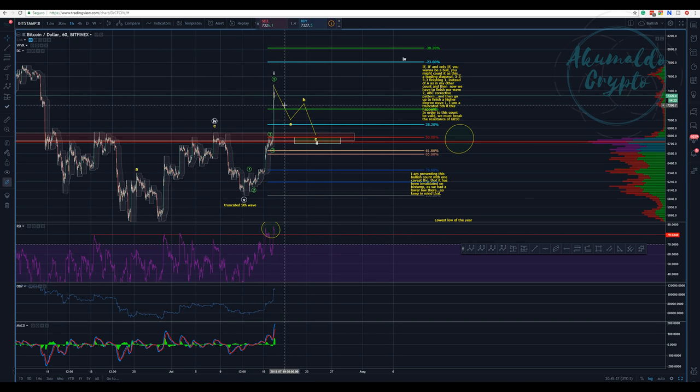And then we have this 1, 2, 3, 4, 5 wave. It's a bit unclear here, the waves, but I can see the behavior of the wave. It's impulsive. Okay, it's a motive impulse wave. It's not the diagonal, it's a motive impulse. And now we need to wait for this retracement.